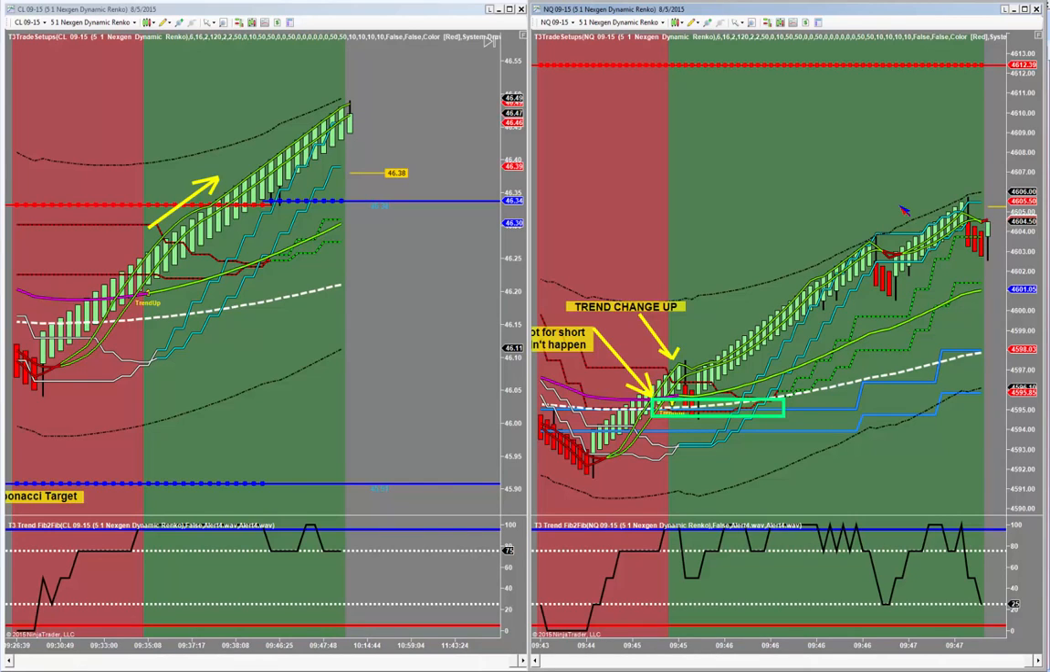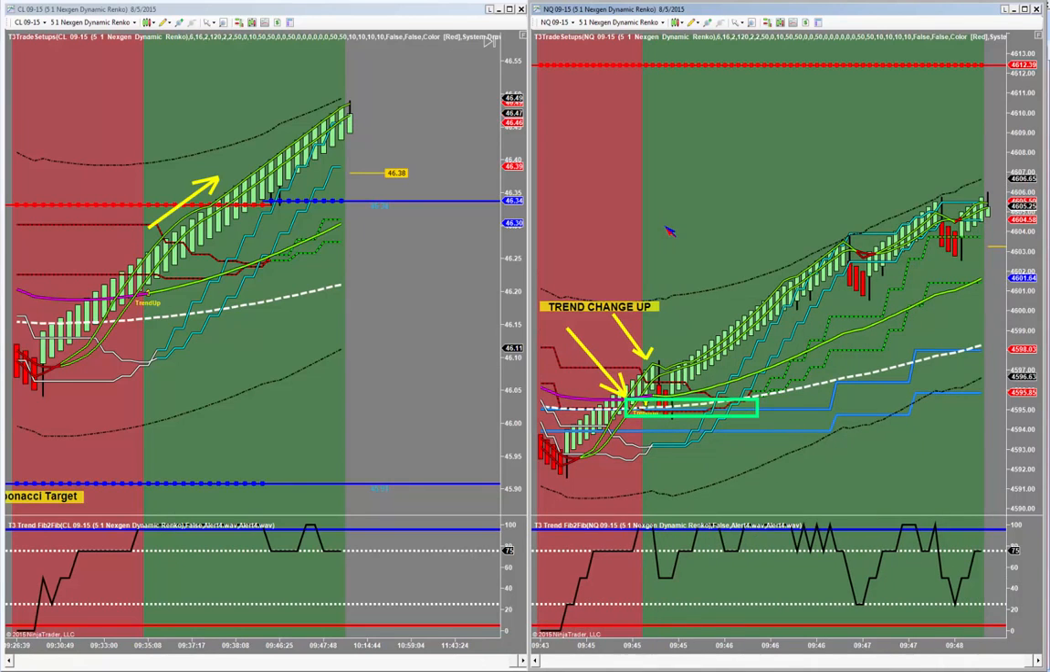Okay, once I finish my next round of programming, we're going to have the fibs from the big chart superimposed on the small chart. So we're going to have all the information from the big chart on the small chart.